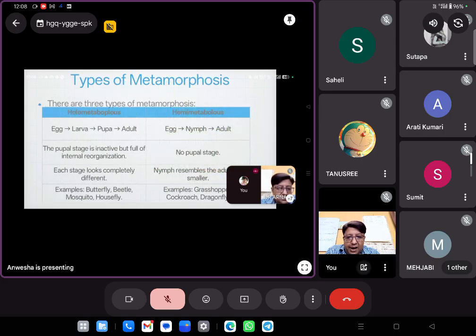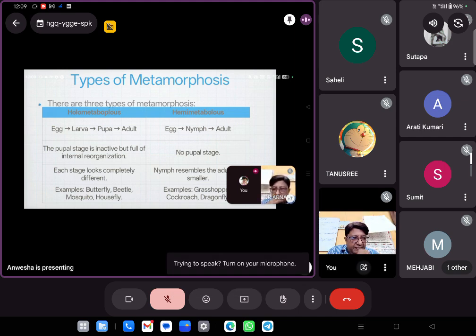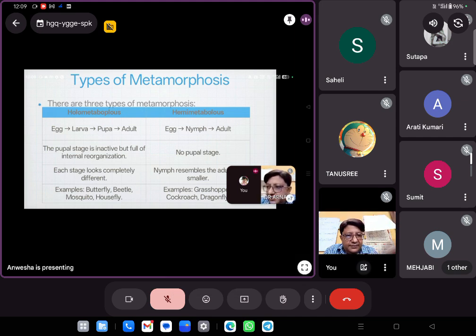Next, types of metamorphosis. There are two main types of metamorphosis in arthropods. First, holometabolous, second, hemimetabolous. Holometabolous, that means complete metamorphosis. The stages are egg, larva, pupa, adult. The pupal stage is inactive but full of internal reorganization. Each stage looks completely different. Example, butterfly, beetle, mosquito, housefly.